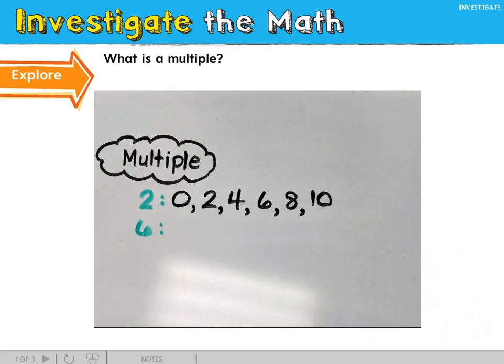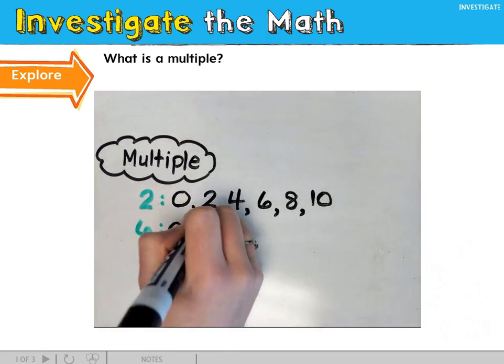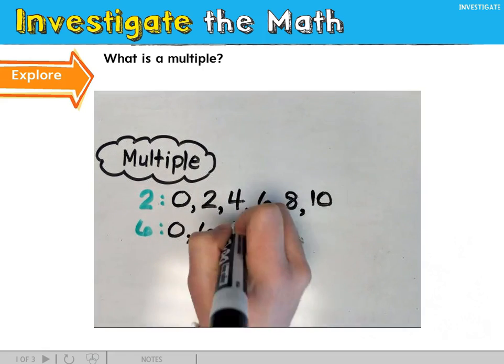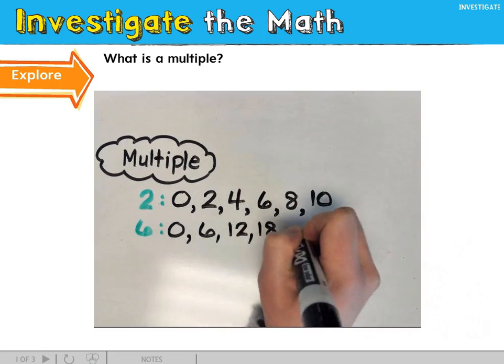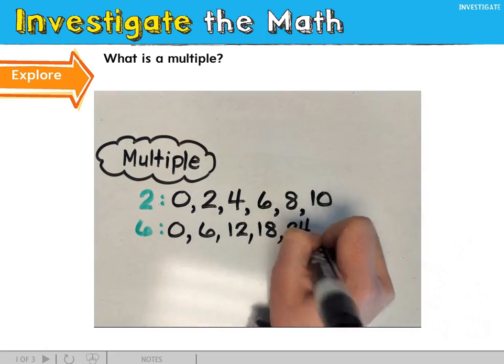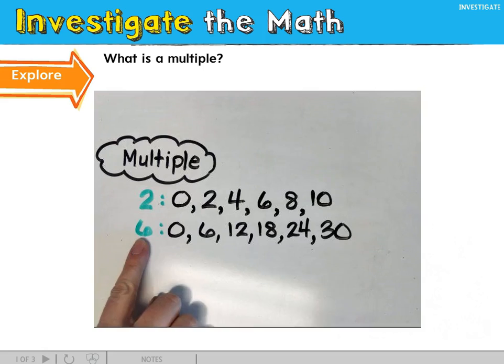If I wanted to know the multiples of 6, I would do the same thing. 6 times 0 is 0. 6 times 1 is 6. 6 times 2 is 12. 6 times 3 is 18. 6 times 4 is 24. 6 times 5 is 30, and so on. So again, multiple is a synonym for product, which is the answer when you multiply. So the multiples of a given number are the product of that number and any other whole numbers.